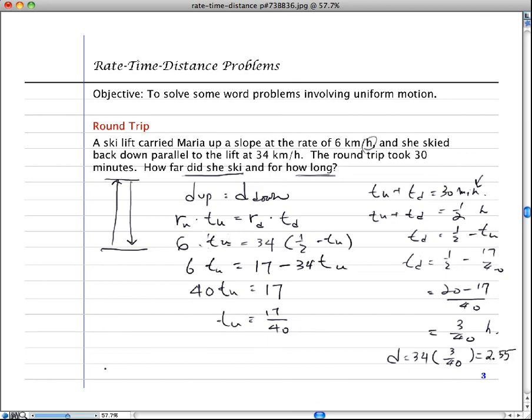Okay, therefore, she skied for 3 over 40 hour, or 4.5 minutes, comma, for a distance of 2.55 kilometers. There you go.